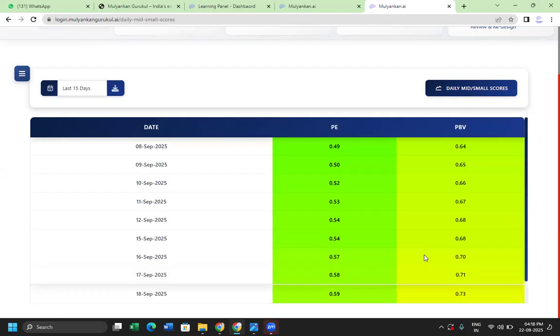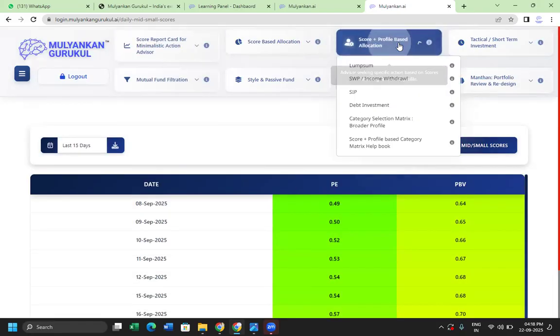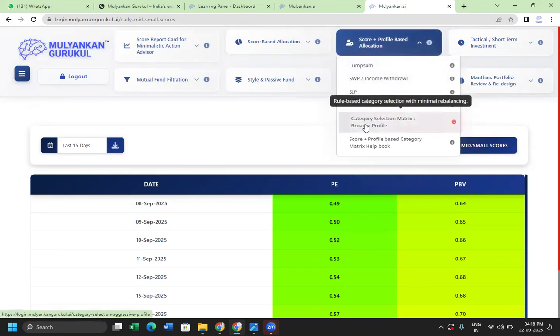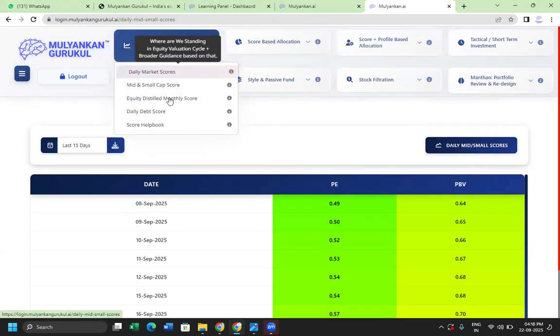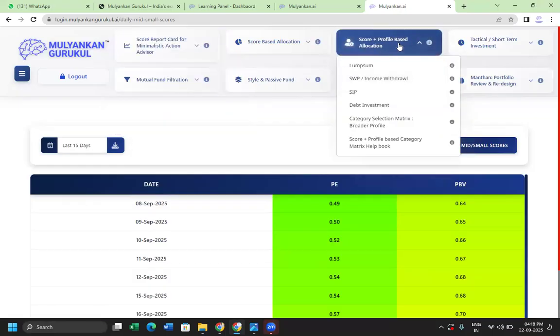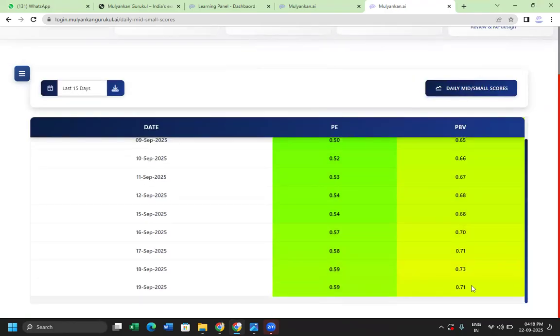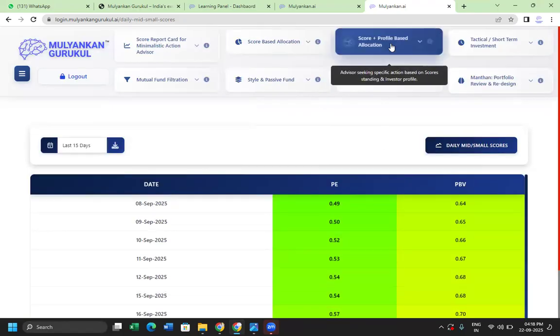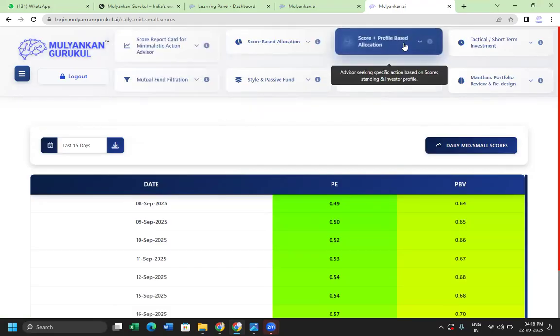And whatever specific allocation guidance you require, you can click here and you will get specific allocation guidance with respect to the profile and the score. Here the entire decision you can take on the basis of the score. In the third tab, you can integrate the score along with the profile. You will get to know, even if you want to invest in mid and small cap, how much to put into mid and small cap. All those specific answers you get from the score plus profile based allocation. I will again repeat, wherever you put the cursor, a tip box will open in the form of a black tip box.